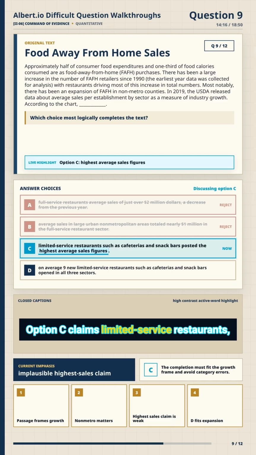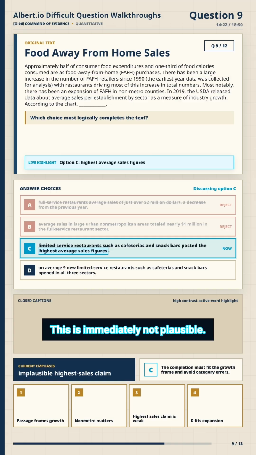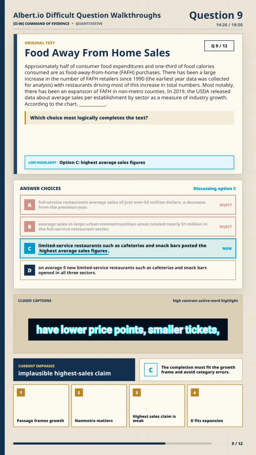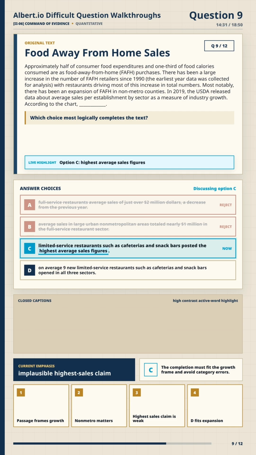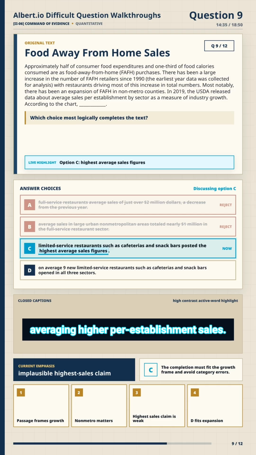Option C claims limited service restaurants like cafeterias and snack bars posted the highest average sales. This is immediately not plausible. Limited service establishments by their nature have lower price points, smaller tickets, and lower per establishment sales than full service restaurants. Industry data consistently shows full service averaging higher per establishment sales.